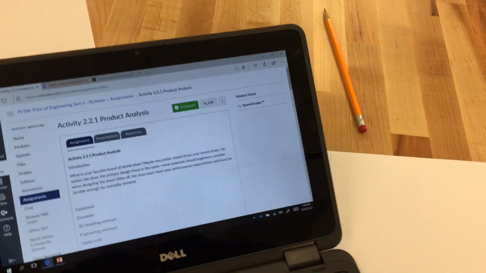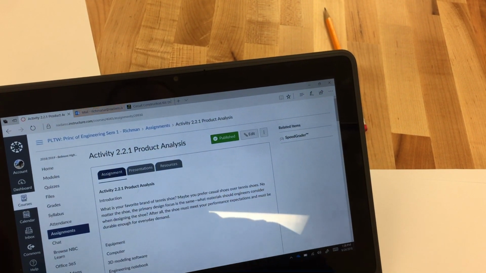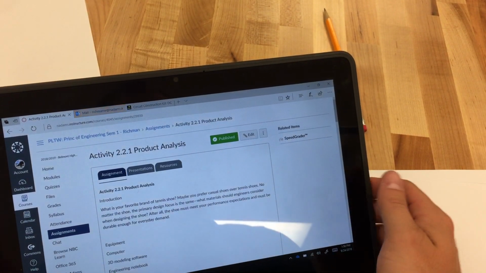All right, good afternoon. Principles of Engineering. Today we're going to work on Unit 2.2.1, Product Analysis. So make sure you're in your Canvas. Go to the home page, Unit 2, Lesson 2.1.